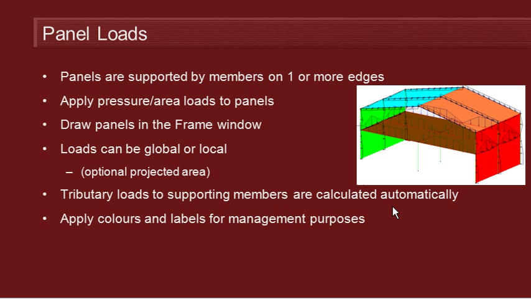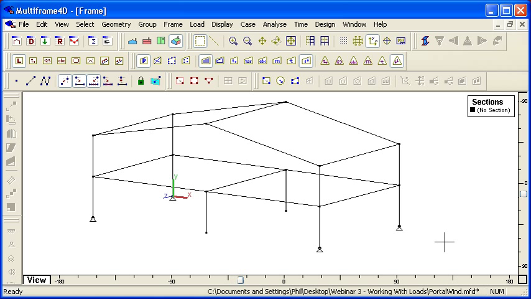Once we apply that load, Multiframe will automatically calculate the tributary areas for the supporting members and then calculate the distributed loads along those members. And as a convenience, Multiframe provides some tools for applying colors and labels to the load panels just to make it easy for you to manage them. So let's see how we create our load panels.